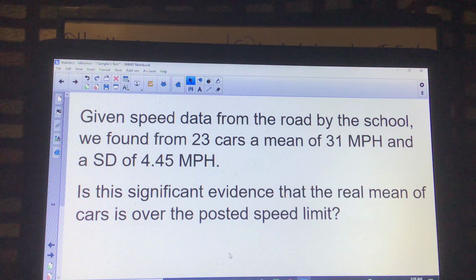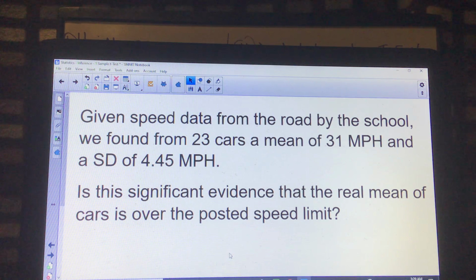So in the confidence interval, we were looking for some interval we could make that captured the real value with a certain level of confidence of how fast the cars were actually going. The sample's at 31, but once again, due to natural variation, the entire population may not be going that speed. So last time we made the confidence interval. What a test does, remember, is it tests against a standard. So we want to know if this is significant evidence that the real mean of the cars is over the posted speed limit. So 23 of the cars average 31. Is this indicative that the entire population of cars is really going over the limit?